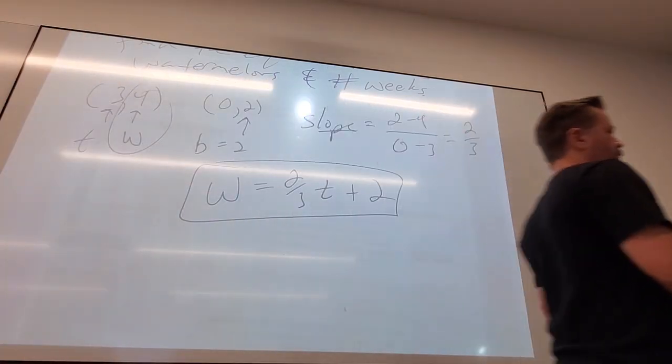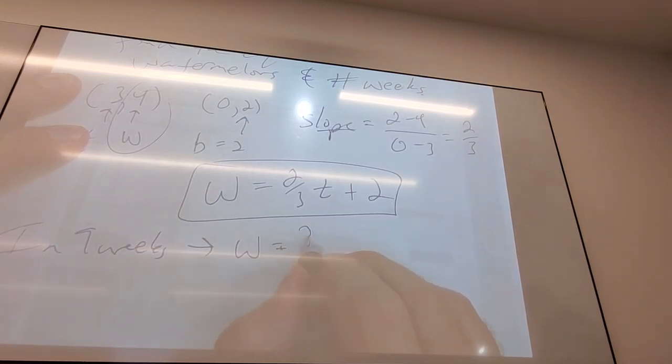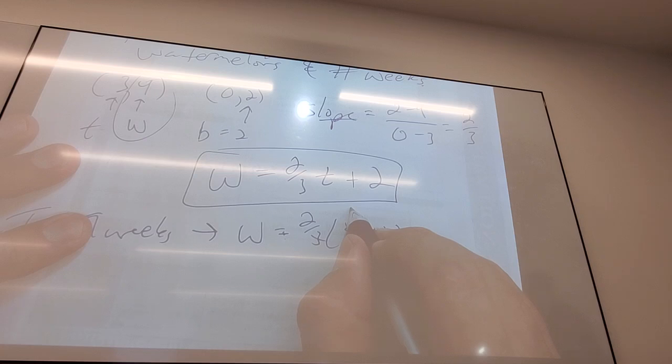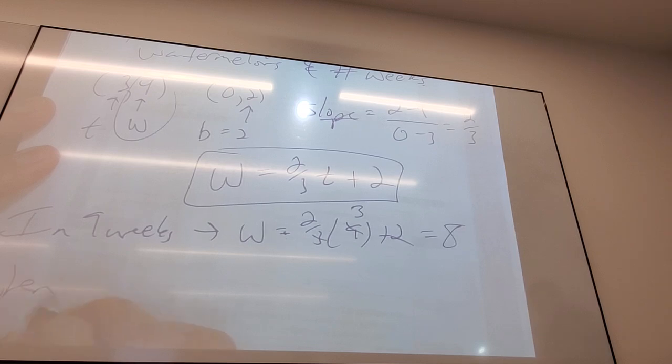So if I say in 9 weeks, how many watermelons? All you have to do is plug a 9 in. 3 goes into 9 3 times. 3 times 2 is 6, plus 2 is 8. So I expect 8 watermelons in a total of 9 weeks. Yes?